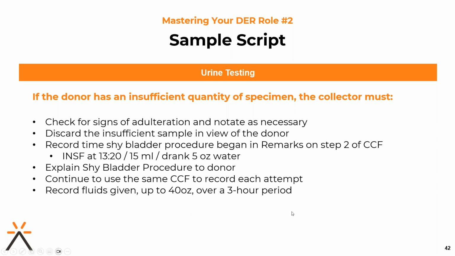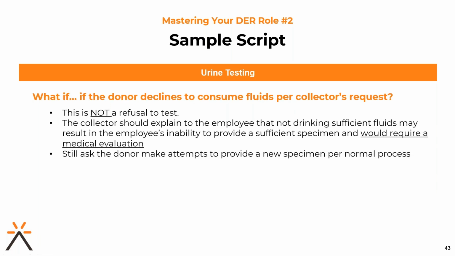Then you're given fluid up to 40 ounces in that 3-hour period. If a donor declines to drink the water, it's not a refusal. Or liquid, excuse me, I shouldn't say water, it can be a liquid as long as it's measurable. Don't say, hey, go take a few gulps out of the drinking fountain over here. You can't measure that. You need to be able to measure it. A lot of our DOT jobs will actually have water bottles there. You might have 8 ounces of water there. Those small water bottles, utilize them.